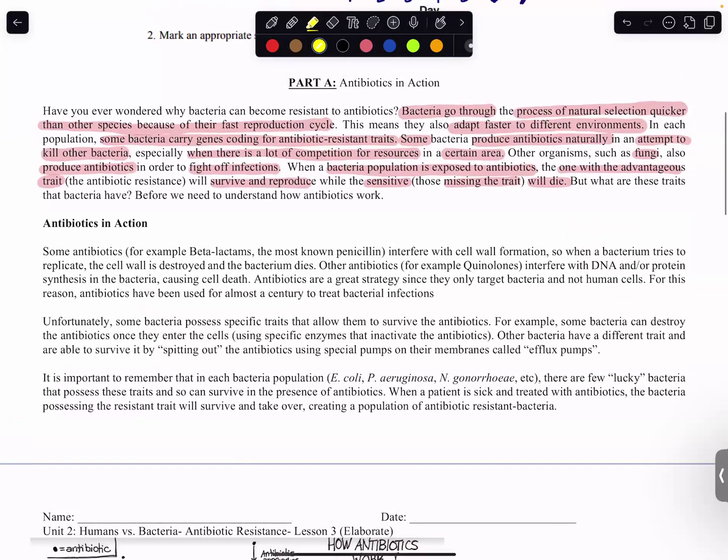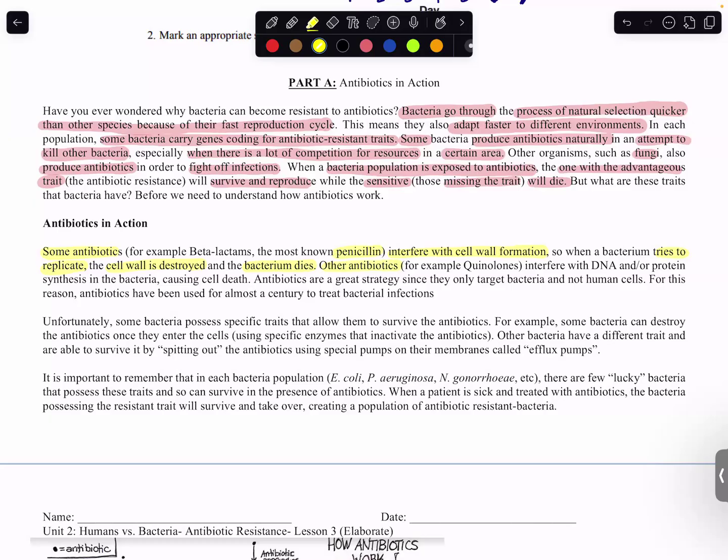So, antibiotics in action. Some antibiotics, for example, B-lactams, most known as penicillin. I bet you guys have never heard of penicillin before, or maybe you have. You've probably taken it before. They interfere with cell wall formation. So when the bacteria tries to replicate, the cell wall is destroyed and the bacterium dies. I bet you didn't know that some bacteria also had a cell wall just like plants do.